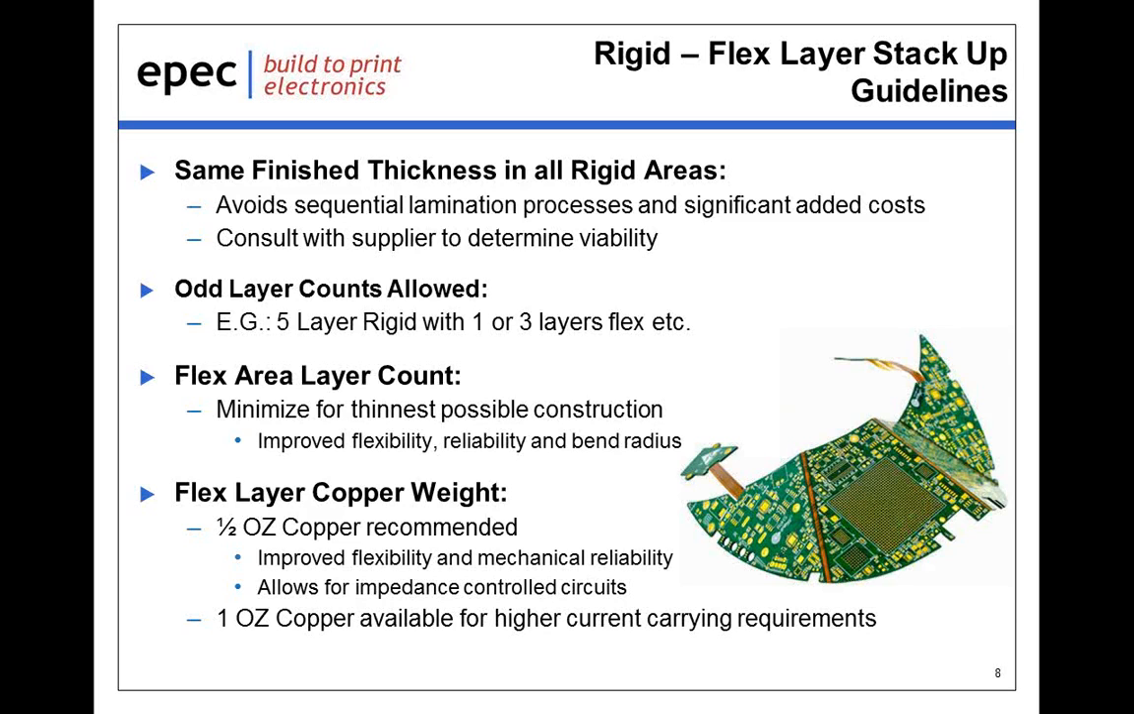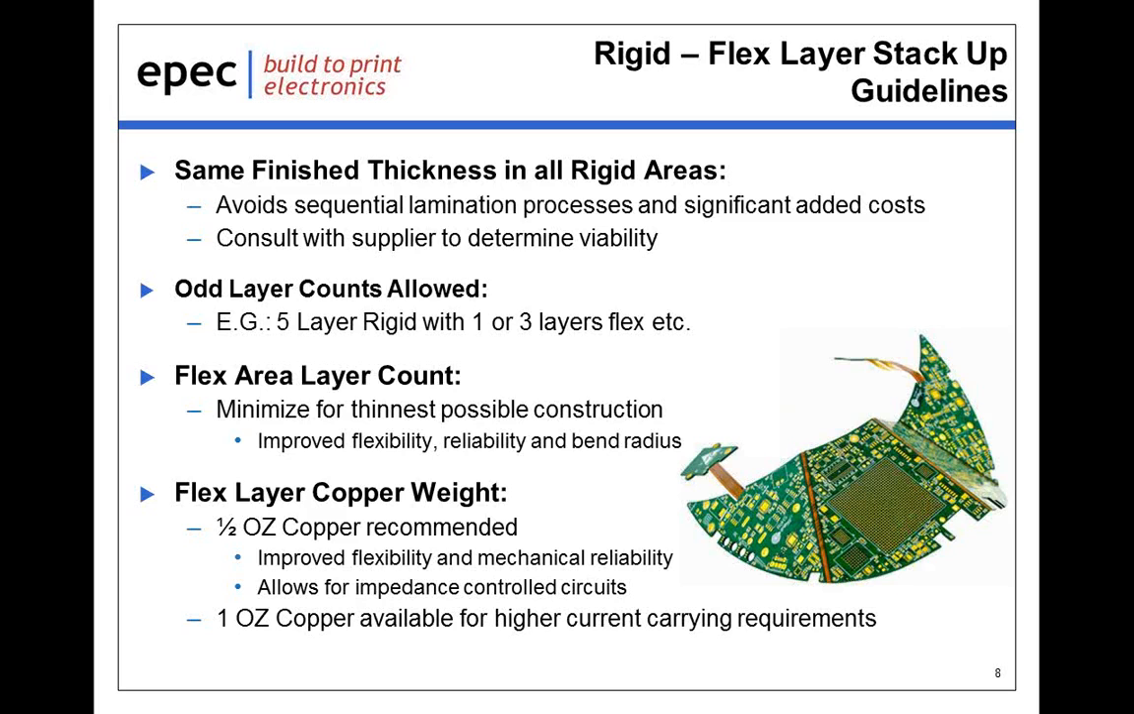A very common question that we get from many of our customers is layer counts. As with flex, in rigid flex, odd layer counts are indeed allowed and very, very common. A 5-layer rigid section with either 1 or 3 layers of flex is a very common configuration. For the number of layers within the flex area, we always suggest that the layer count be minimized to in turn allow for the thinnest possible construction. This in turn improves the flexibility, improves the reliability, and improves the bend radius capability.